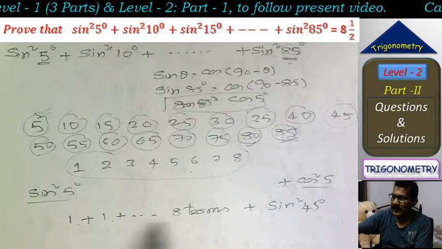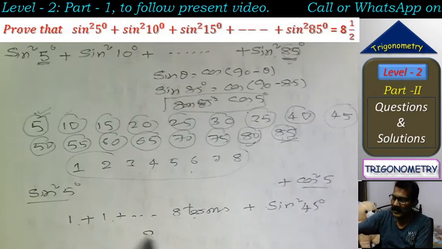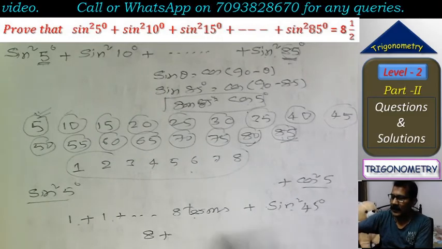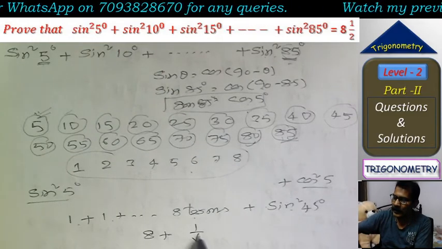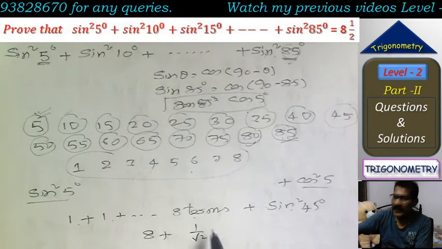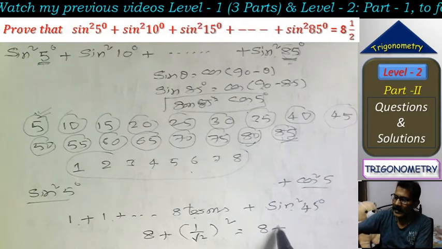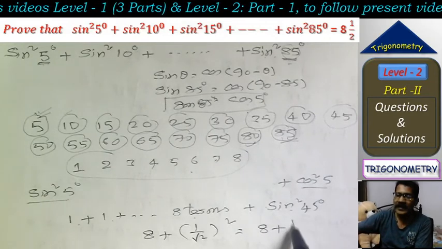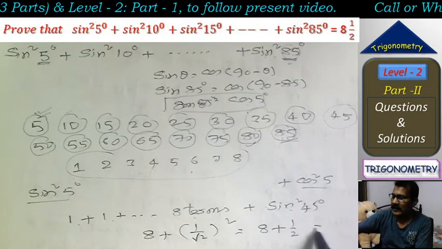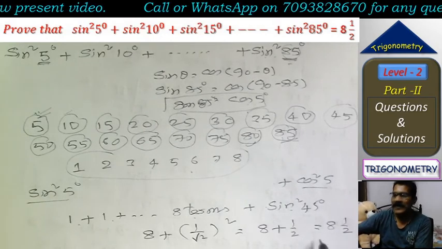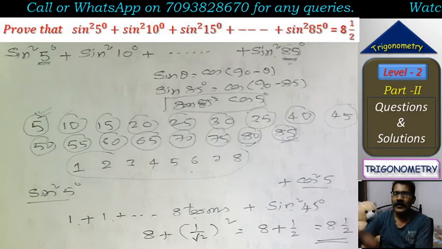Then 1 plus 1 up to 8 terms you are getting 8, and plus the sine 45 value we write. Sine 45 is 1 by root 2, but since it has a square, that will be the whole square, which is equal to 8 plus 1 by root 2 whole square, which is 1 by 2. That is equal to 8 and a half. 8 and a half or 8 plus half, both are the same. So this is what we need to prove in the question.